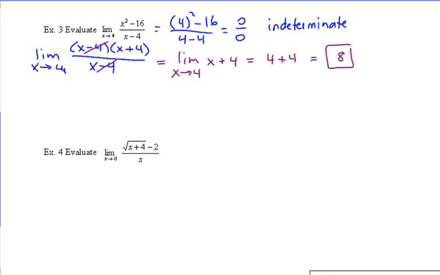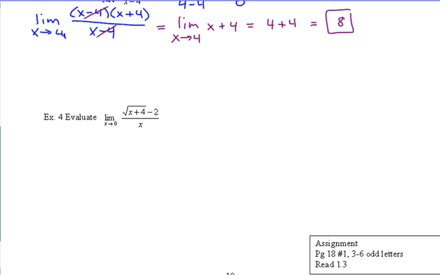Okay, so let's try this guy. We want x to approach 0, so let's plug in 0. 0 plus 4 minus 2, over 0. What do we get? 0 over 0. So with a radical, what are we going to do? Conjugate pair. So we need to write limit. It's really annoying writing limit all the time, but we have to write it until we sub.